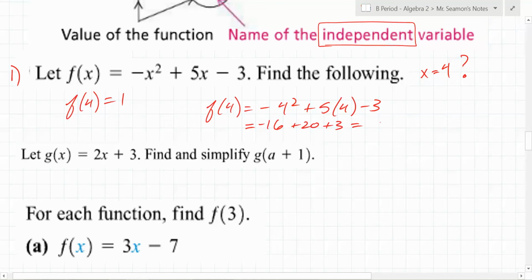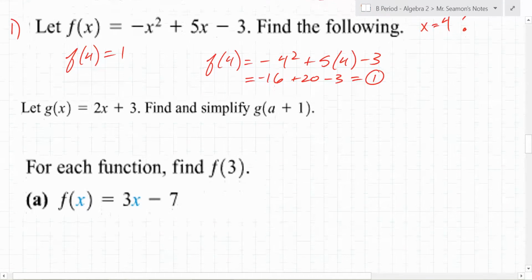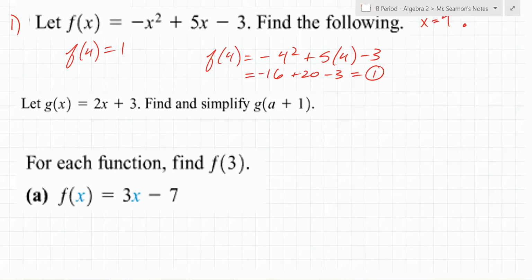What's that going to be? Oh, minus 3, sorry. It's going to be, indeed, Meg is right, 1. Nice. Okay, so can you plug in things other than numbers?